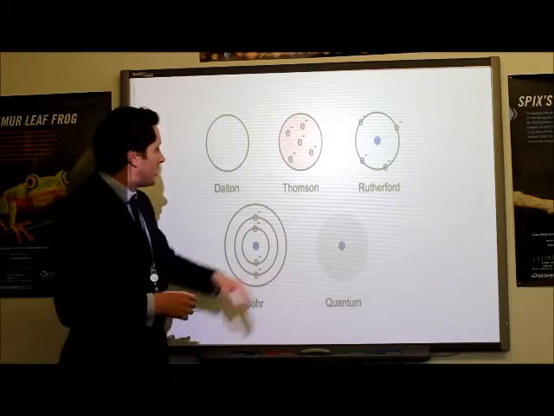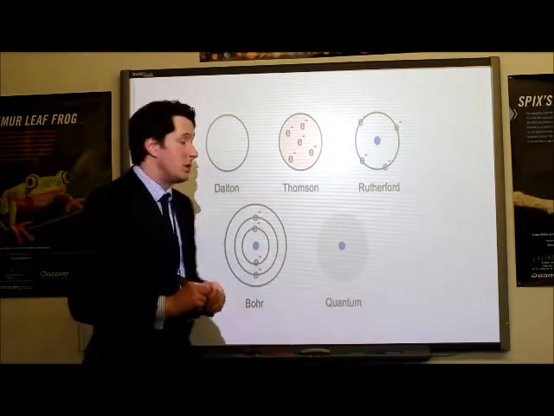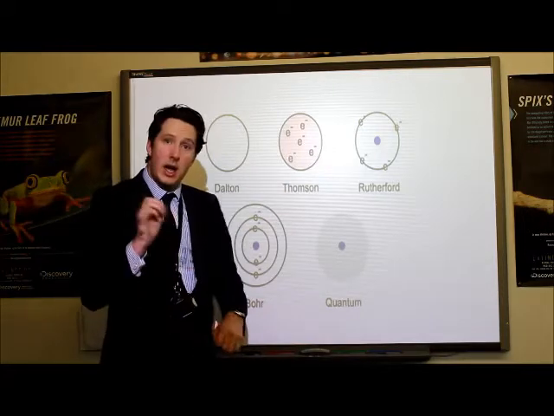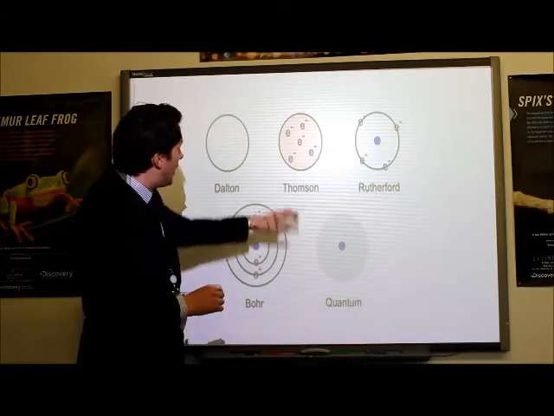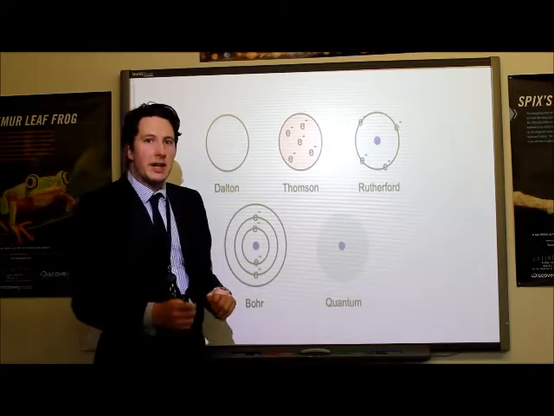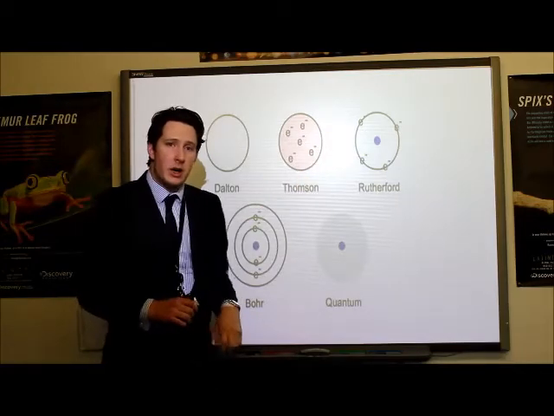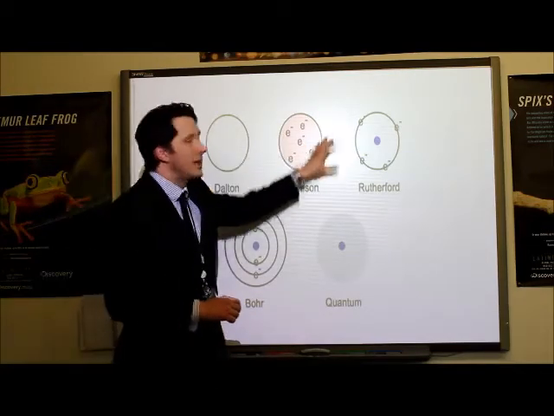Later on, a guy called J.J. Thomson found these tiny little particles that had negative charges, and they decided they were electrons. He then said, because of that, this model of an atom must not be correct, and he refined it. He came up with this model. Some of you might recognise that model was called the plum pudding model.